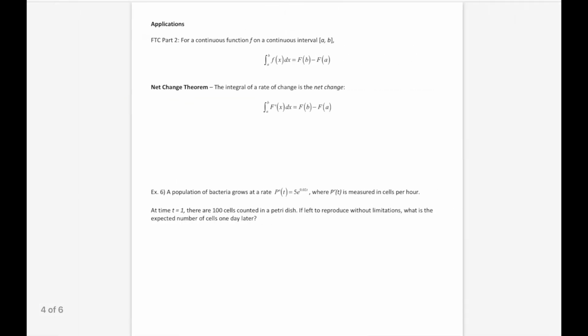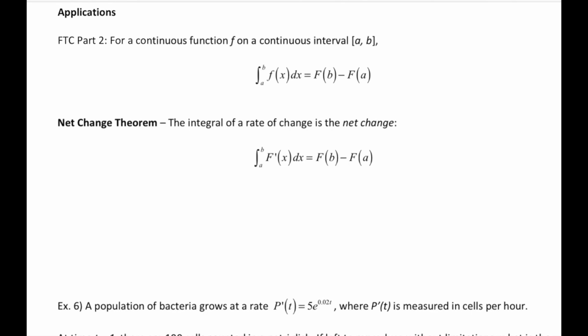Now, some applications. The fundamental theorem of calculus part 2 says for any function f continuous on that closed interval ab, our integral evaluation theorem states that it's the antiderivative of the upper bound subtract the antiderivative of the lower bound. What this means is we saw this is the area under a specific curve, but that's also the net change. And so thinking kind of when we had those negative areas, when it's below the x-axis, it's the net change, the net area. We call this the net change theorem.